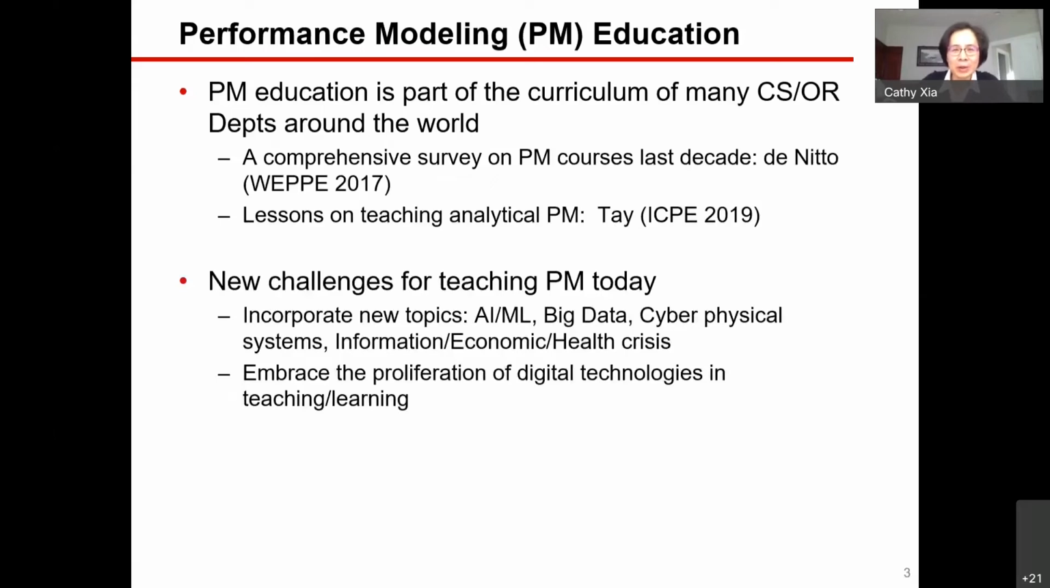And so first, everyone in the audience is probably quite experienced in teaching performance modeling. Nowadays, around the world, we have really a lot of different performance modeling courses in many computer science and OR departments.